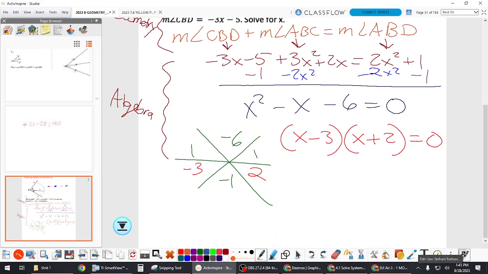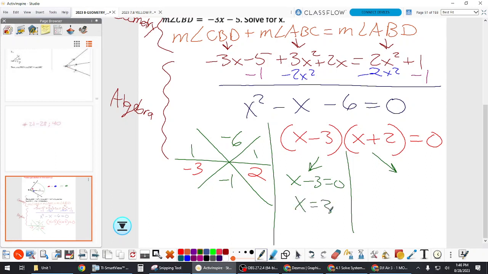So that looks like this. That factor and that factor need to be set equal to 0, so we're splitting it up. Well, that one will become 3 to make that 0. And this will become negative 2 when you solve. Just subtract 2, add 3. So there are two solutions to the algebra part.